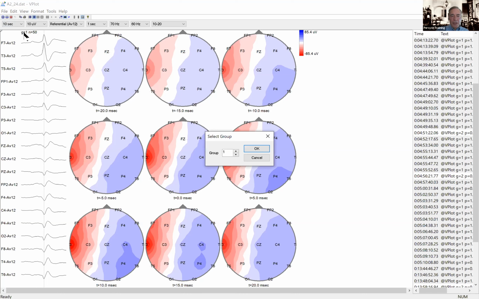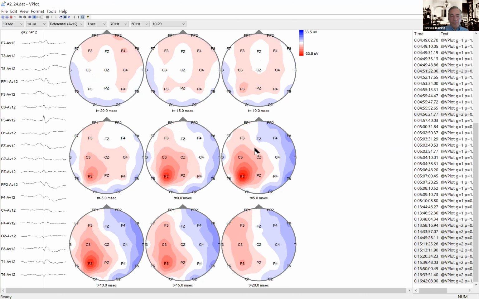So we can click the group button and we can look at group 2. And these are the same propagation maps or time series maps showing that P3 spike. And that red spot there is increasingly negative, blue is increasingly positive. These are all adjustable. And we can see we're going in 20 milliseconds, 15, 10, all the way up to 0. And then we're looking at after that. And this is pretty stable as well throughout this.